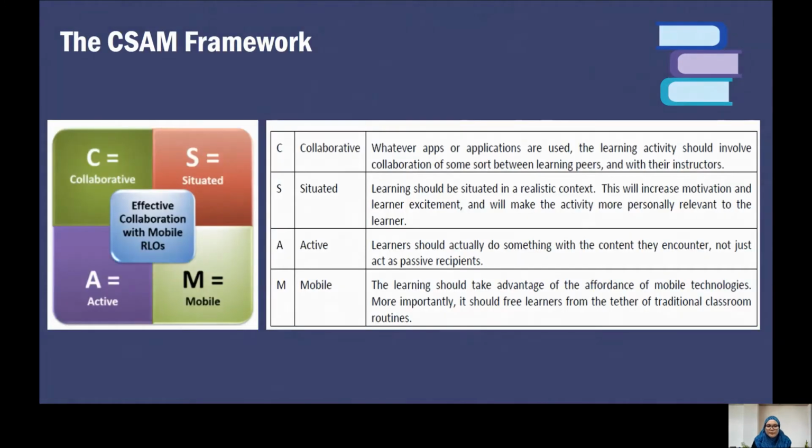What is CSAM? C stands for collaborative, whatever apps or application are used. The learning activity should involve collaboration of some sort between learning peers and with the instructor. Situated means learning should be situated in a realistic context, and it will increase motivation as well as learners' excitement. Active is where the learner should actually do something with the content they encounter. And lastly, mobile, where the learner should take advantage of the affordance of mobile technology.